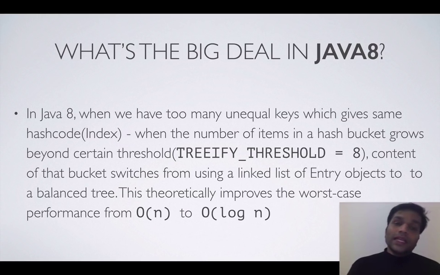A balanced tree is theoretically faster than a linked list, as a balanced tree provides you a worst case performance of log n, compared to the order of n performance of a linked list, which is definitely better. So that is the change in Java 8, which gives you performance improvements when there are too many unequal keys providing the same hash code or resolving to the same index.